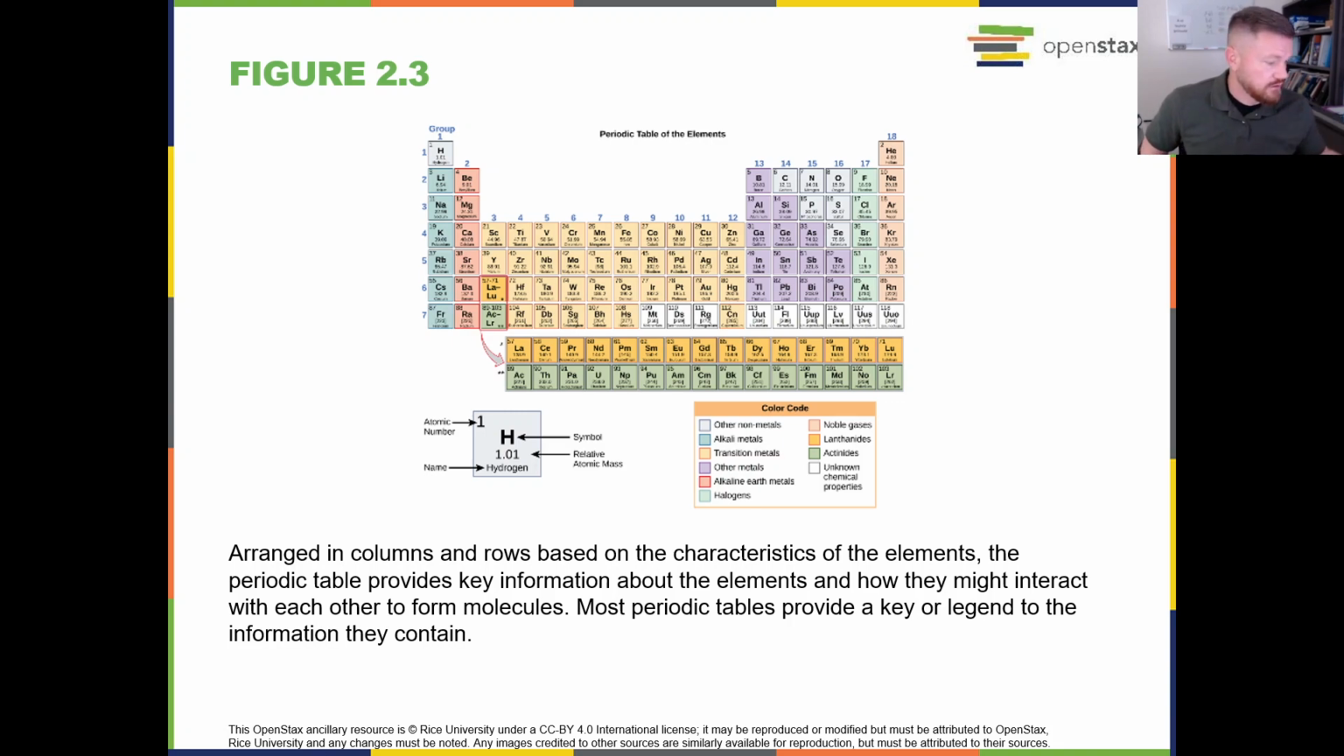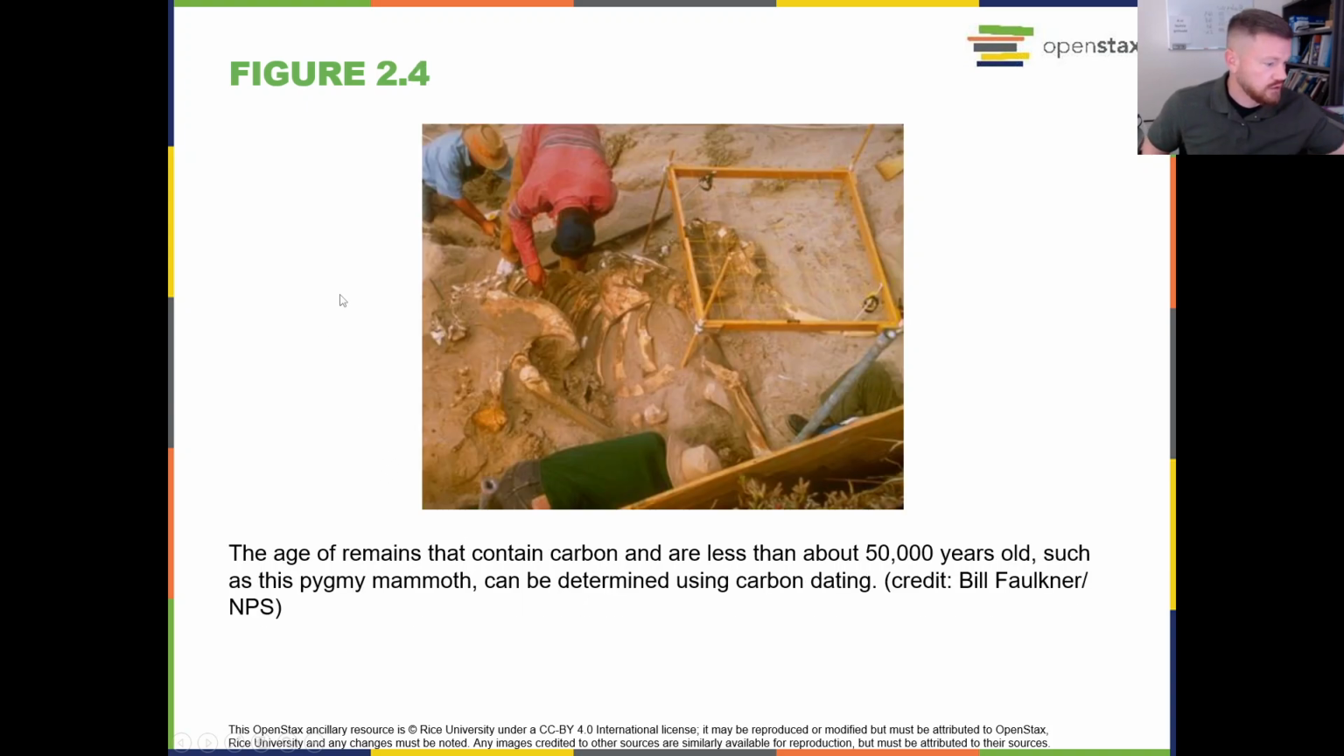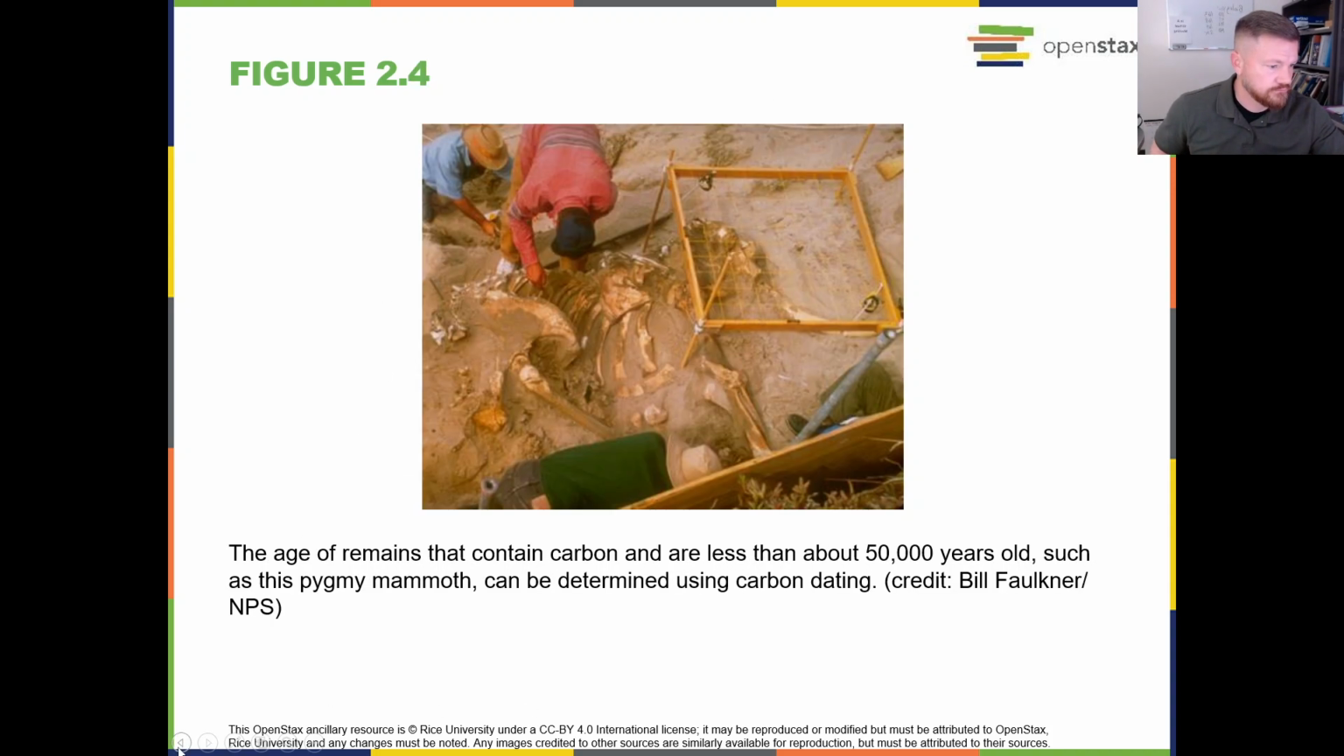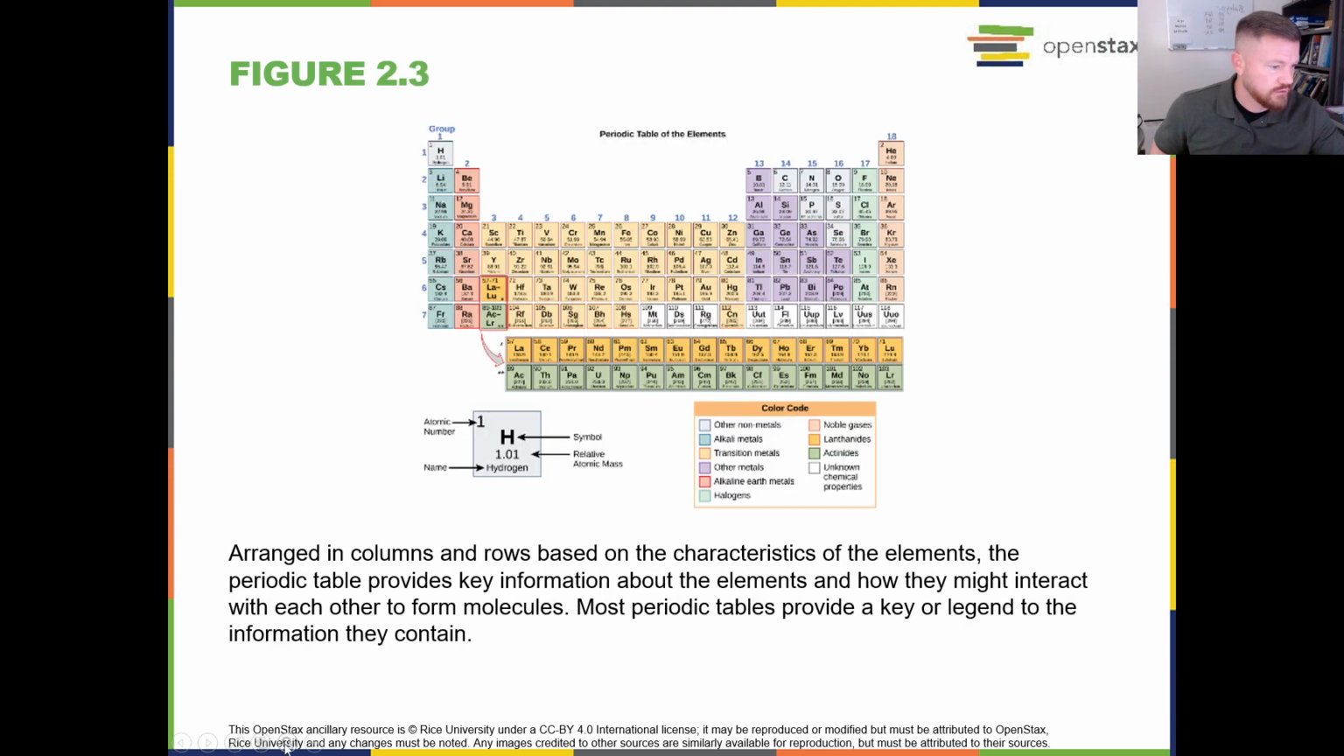So if this atom has one proton, I need to turn my writing on here if I can. If it'll let me. Let me turn my screen ink on. Here we go. Maybe this will work. So if an atom has, it's still not going to let me do it.